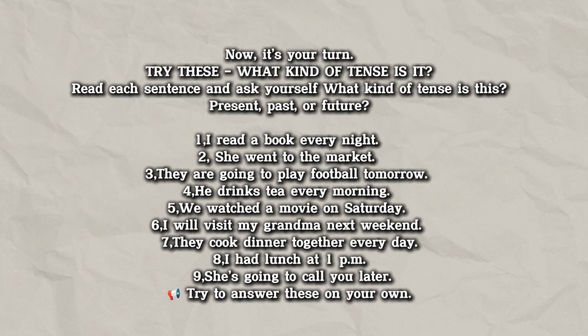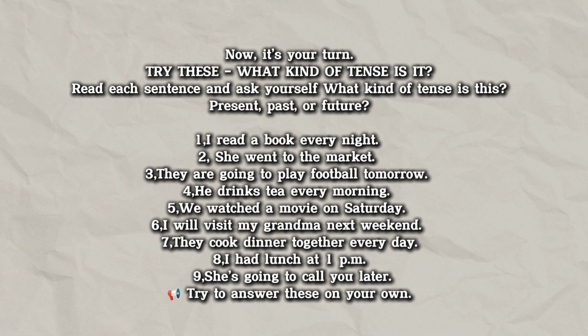Now, it's your turn. Try these. What kind of tense is it? Read each sentence and ask yourself, what kind of tense is this? Present, past, or future? I read a book every night. She went to the market. They're going to play football tomorrow.